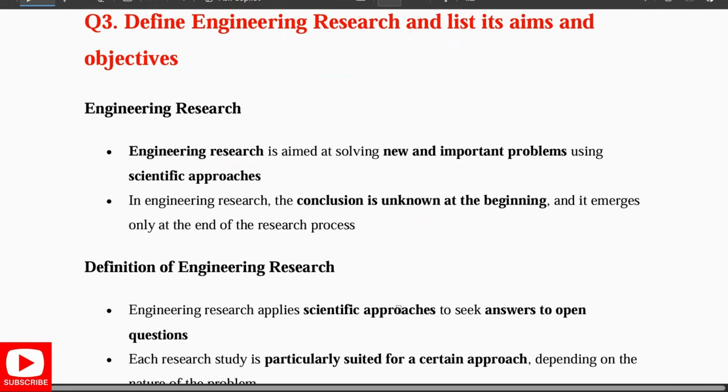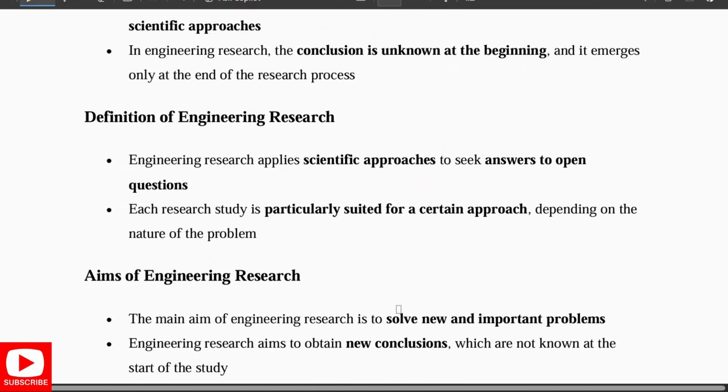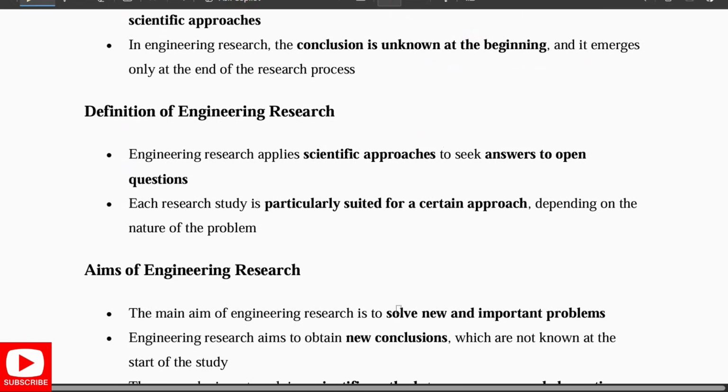Firstly, what is engineering research? Engineering research is aimed at solving new or important problems using the scientific approach. So the conclusion is unknown at the beginning, and it emerges only at the end of the research process. In engineering research, it applies scientific approaches to seek answers to open questions. Here it is particularly suited only to certain approaches depending upon the nature of the problem and the study.